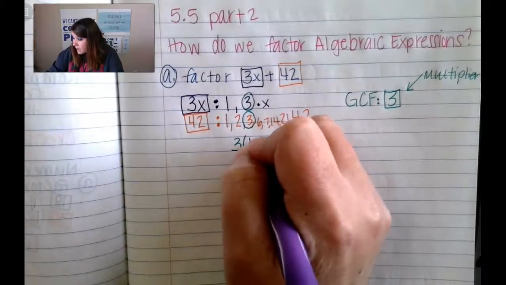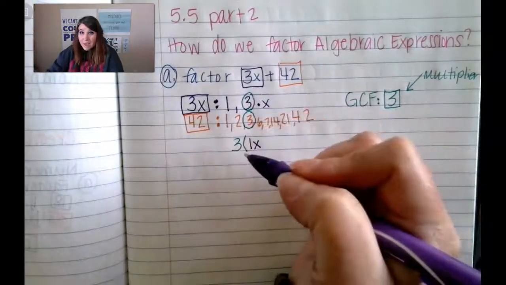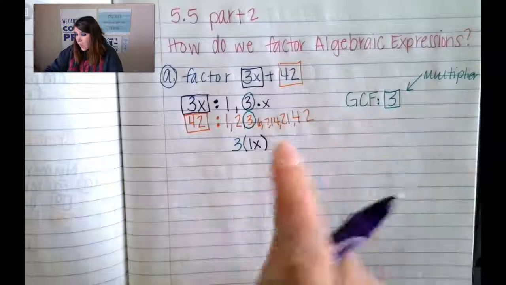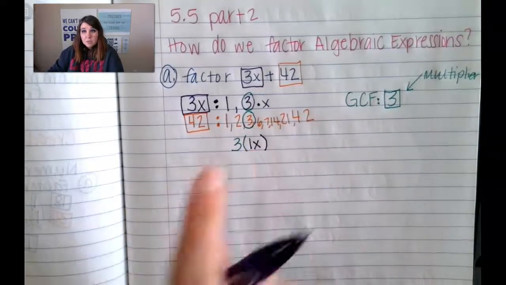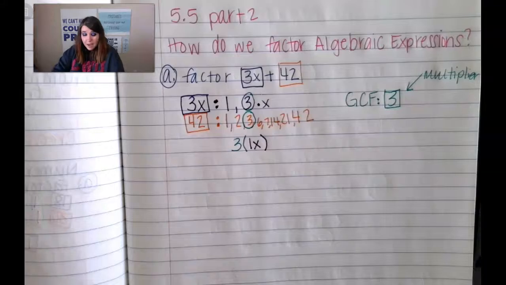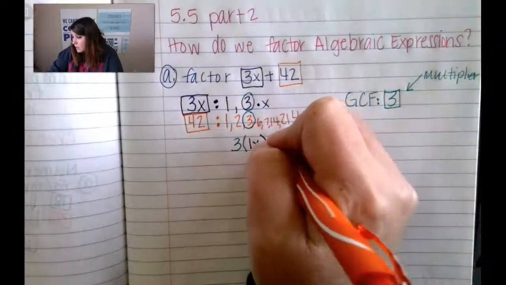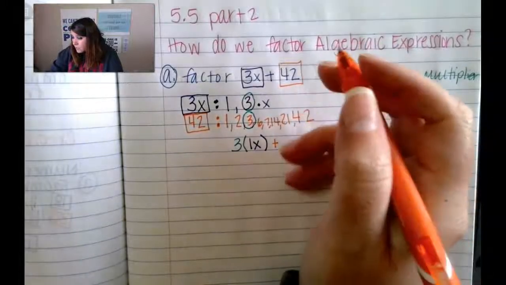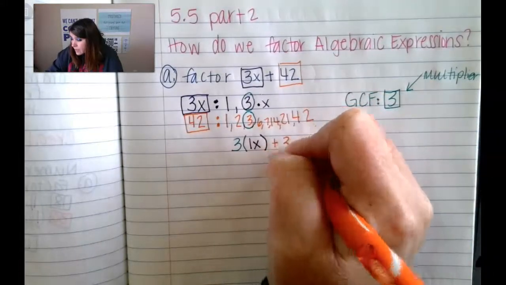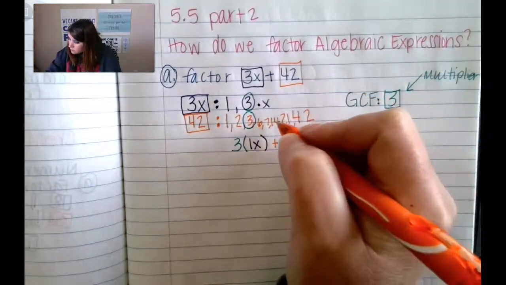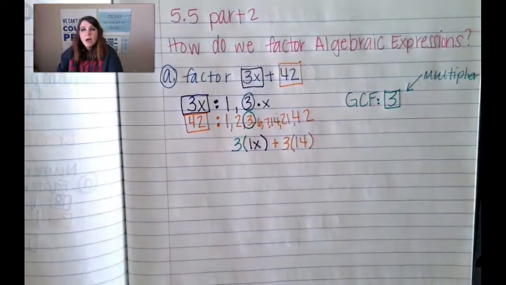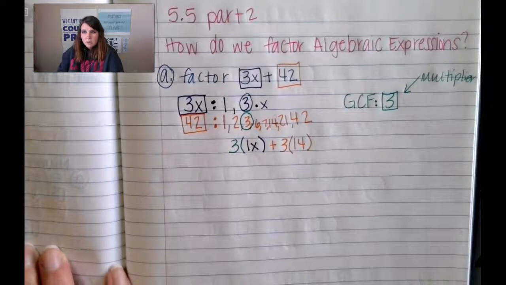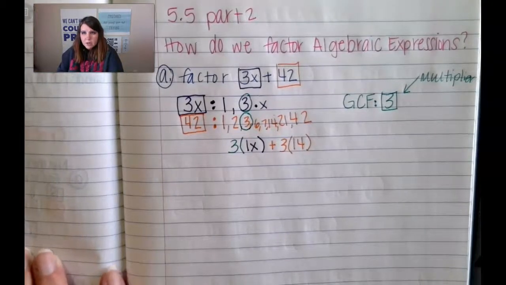So 3 times 1x gives me 3x. I really don't need the 1 right there because remember that 1 is redundant, but we want to keep it so we remember about it. Okay, plus we needed to make 42. Well, 3 times 14 was my multiplier, so 14 was my other factor.